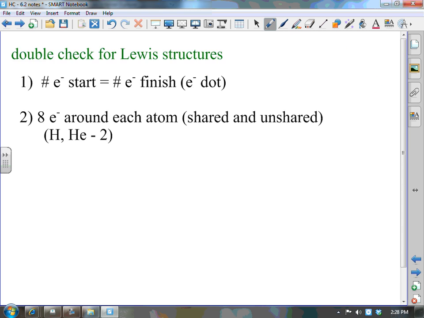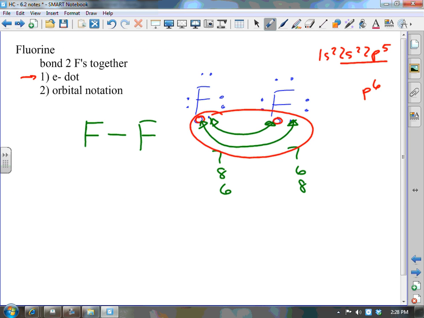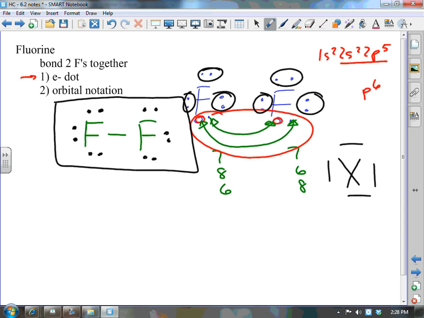Then, we show the number of electrons that are not being shared. Well, if we notice here, the fluorine atom has 6 electrons that it's not sharing with the other fluorine. So those are unshared. It's important that we write those. Now, where do we put the dots? Well, remember, there's always 4 sides to a symbol. So if we imagine that one side of the fluorine is taken up, that means we have the other 3 sides. So what we do is we rearrange the dots. And this would be the Lewis structure for a fluorine atom.